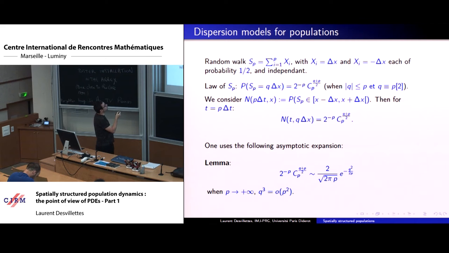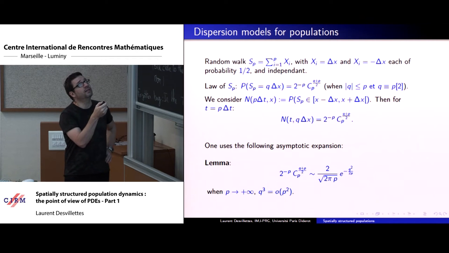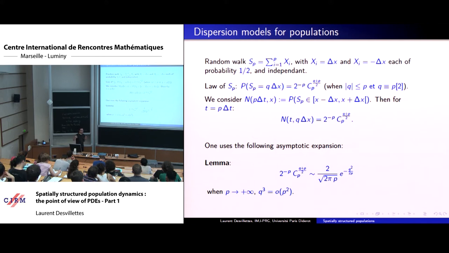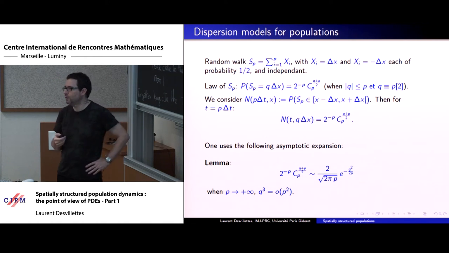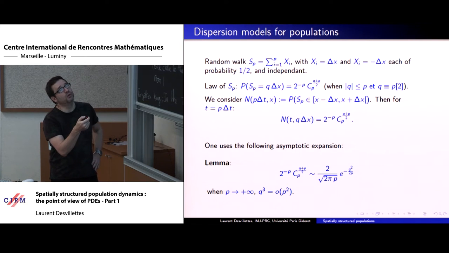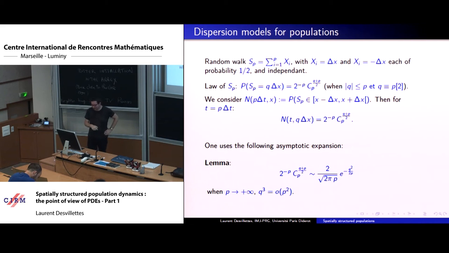And you suppose that all the xi are independent, and then you look at the sum of the xi, S_p. So in terms of random walk, this means that you really look at the position after p time steps of the individual. So it's very easy to compute the law of S_p, and what you can show is that if you take an integer q here, the probability that S_p is at point q delta x can be computed thanks to this formula here. So here you have 2 to the minus p, and here you have the binomial coefficient of p and (q plus p)/2. And as you can see here, q plus p has to be even in order for this to exist. And in fact, this is quite reasonable because this will be equal to zero if q has not the same evenness as p. Well, if q minus p is not even, okay?